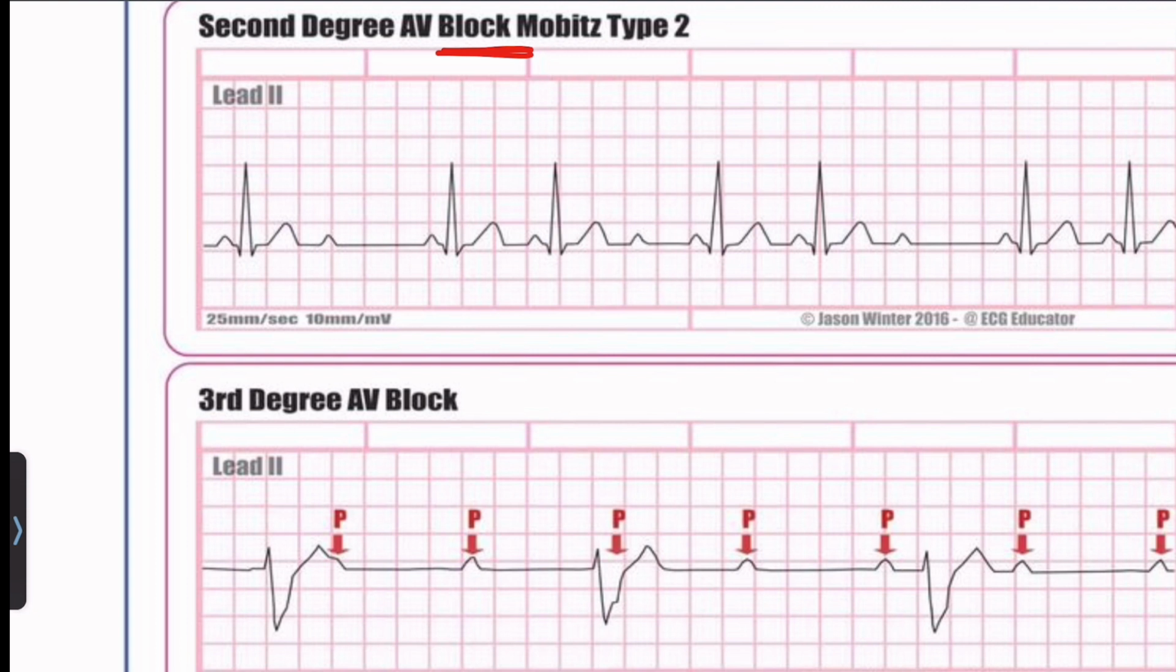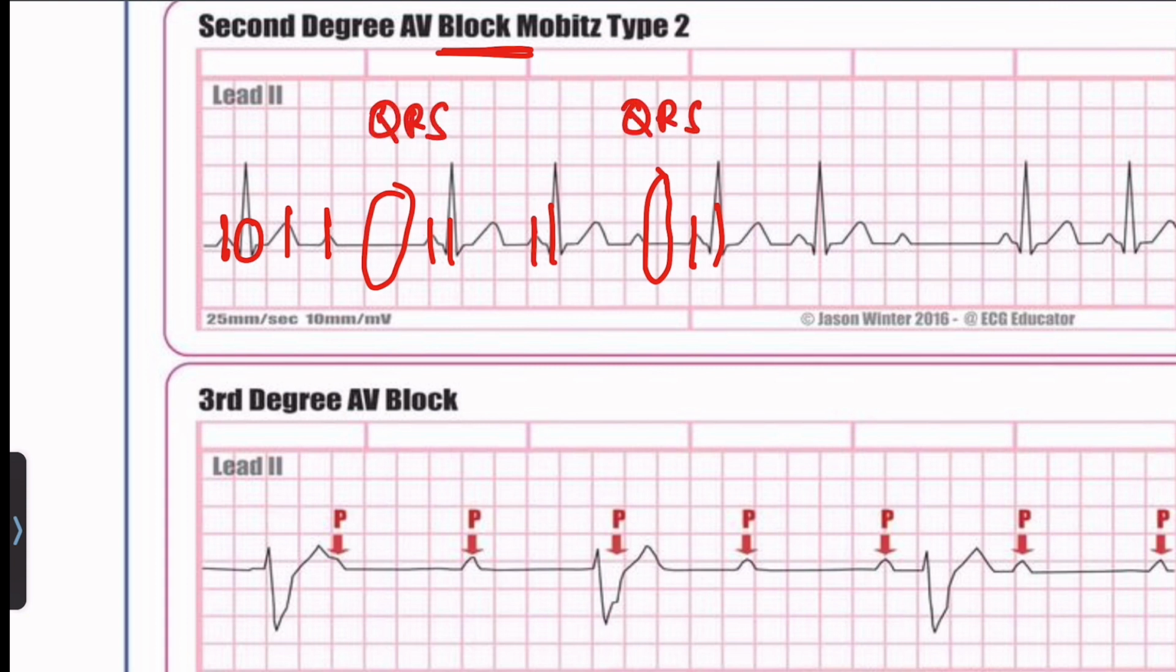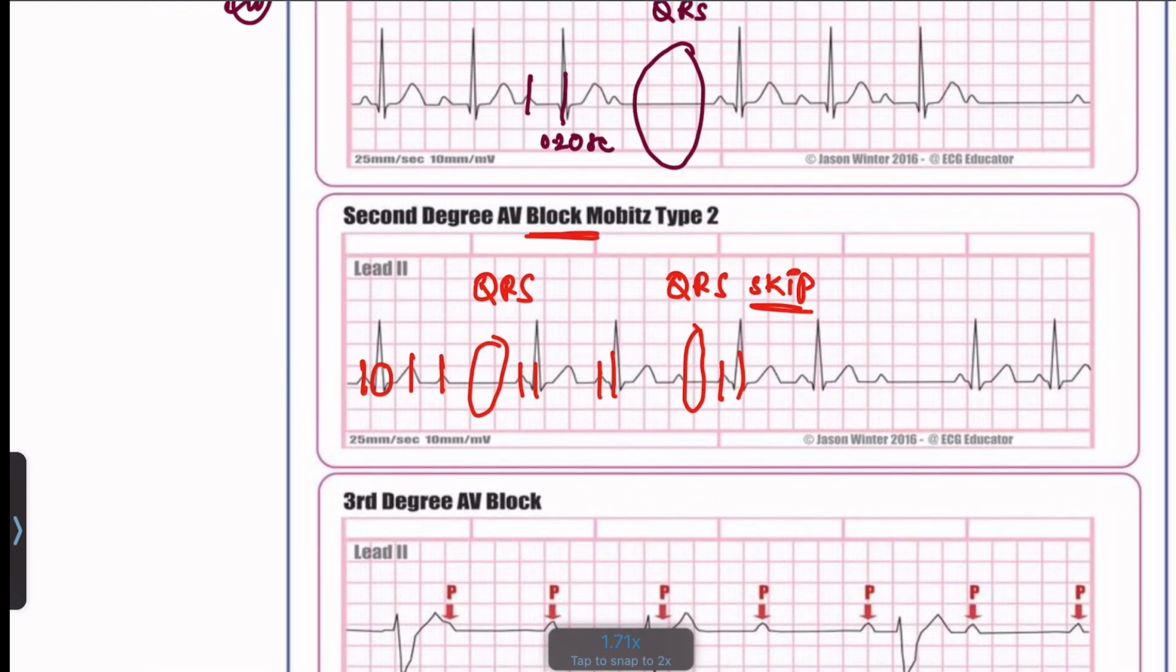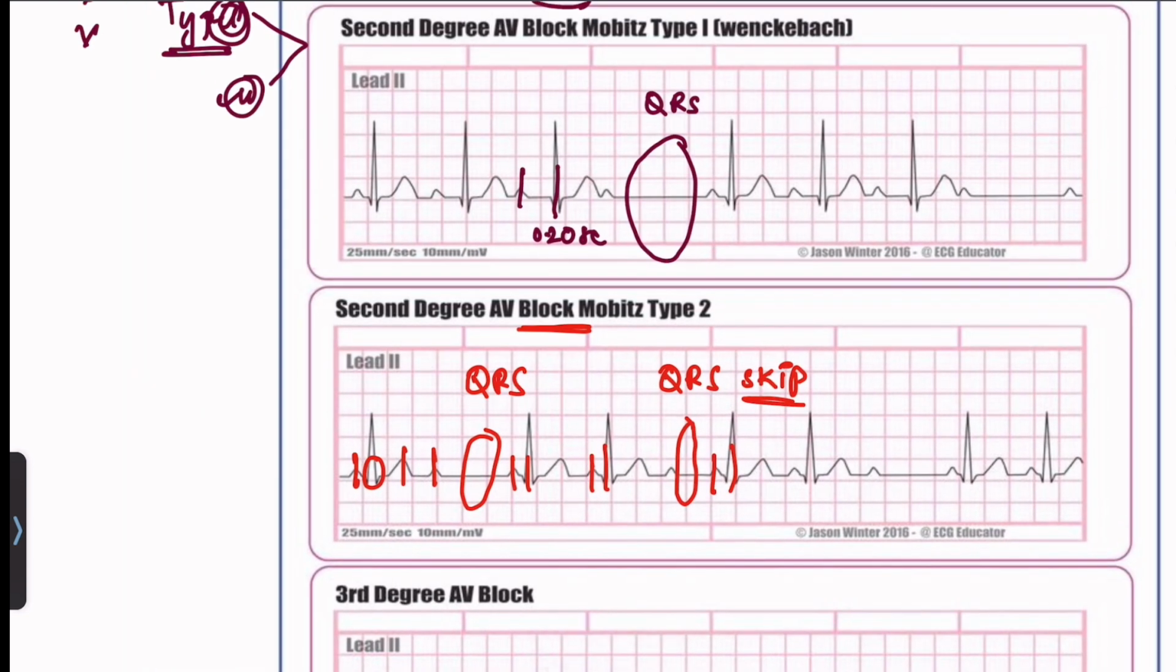Like every ECG, you follow the same pattern: P wave, QRS complex, T wave. This is P wave, there is no QRS. P wave, QRS, P wave, QRS, P wave, QRS, there is no QRS. So QRS is skipping. In type 1 of second degree heart block there is also a skip of QRS complex.